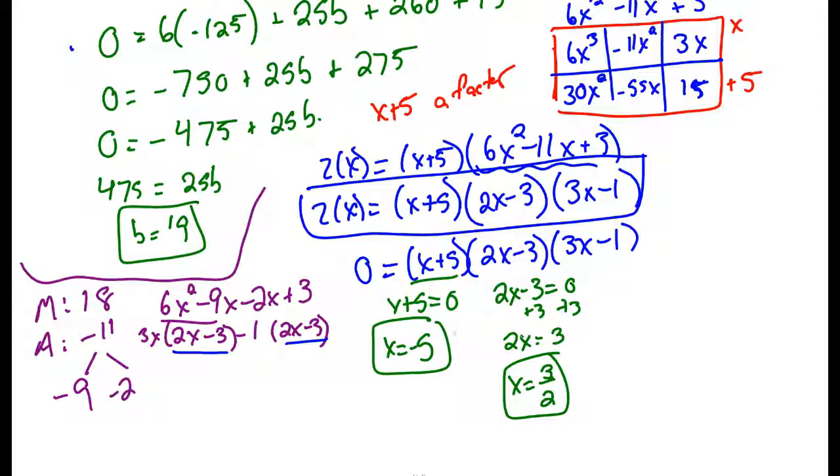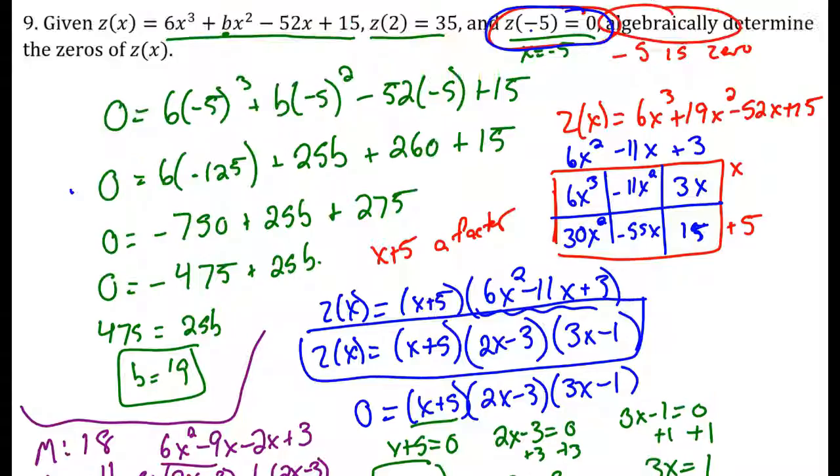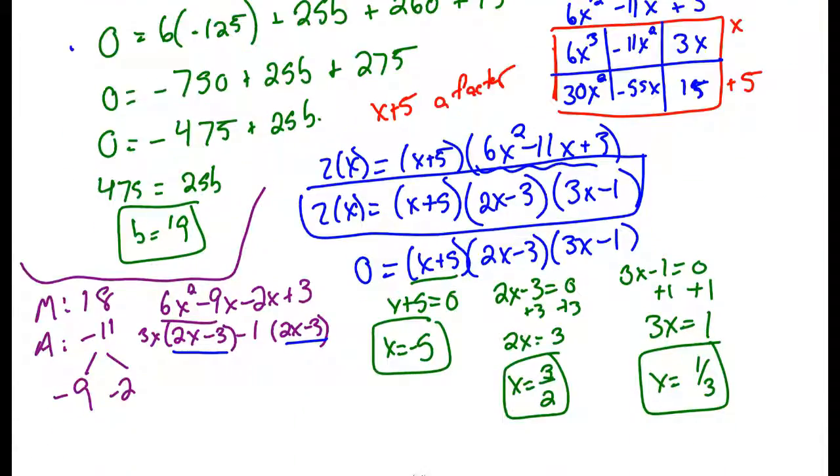So negative 5 is a 0, 3 halves is a 0, or 3x minus 1 is 0. Add 1, 3x equals 1, divide by 3 and get x equals a third. So those are the three zeros of this polynomial z of x. This question was a monster.